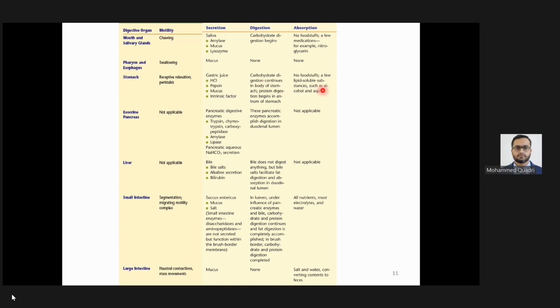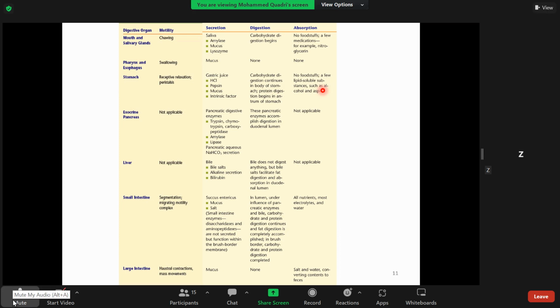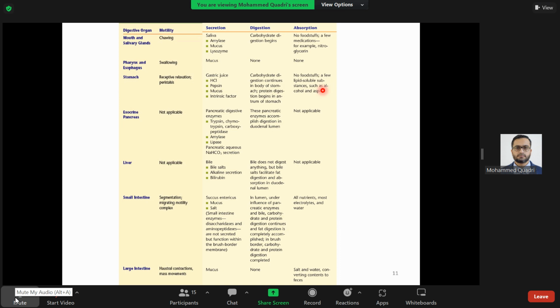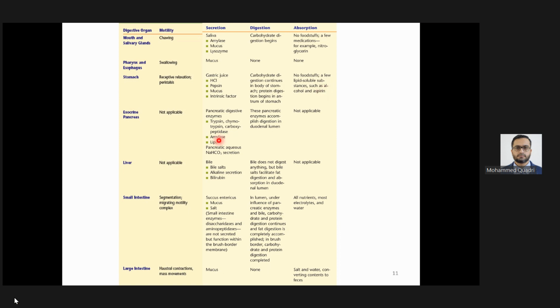Anything absorbed in the stomach? Alcohol and aspirin. There are two A's absorbed in the stomach, alcohol and aspirin. Okay, now it's the same way you have to continue for the pancreas also. Same way the discussion will go for the liver. Pancreas is taught by Dr. Mujib, so I'll come back to the lower part; liver is taught by me.